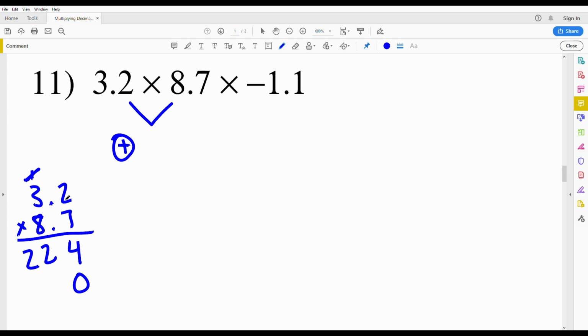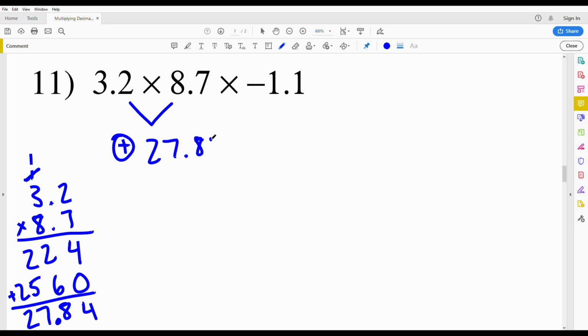Now I'll add my placeholder 0. 2 times 8 is 16, carry the 1. 3 times 8 is 24, plus 1 gives me 25. So 4 plus 0 is 4, 2 plus 6 is 8, 2 plus 5 is 7, 0 plus 2 is 2. So 2784, and I had 2 decimal places that I moved, one in the first number, one in the second, so I need to take that into account, 27.84. And again, that's positive.